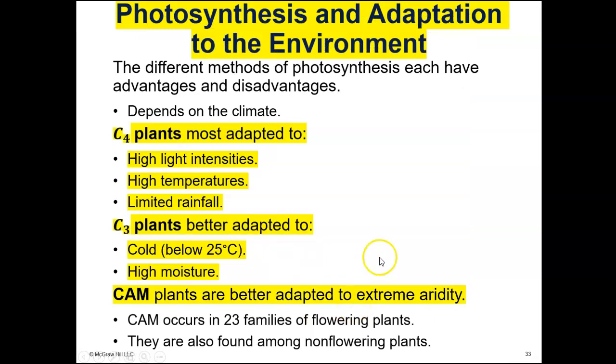All right, so where do we find these plants mostly? C4 plants are most adapted to areas that have high light intensities, very sunny, very high temperatures, hot, dry, limited rainfall. Corn is an example of a C4 plant. C3 plants are better adapted to cold temperatures and high moisture. Most plants are C3 plants. And then CAM plants are better adapted to extreme aridity, which means really, really dry areas.